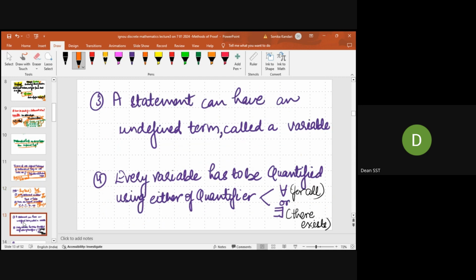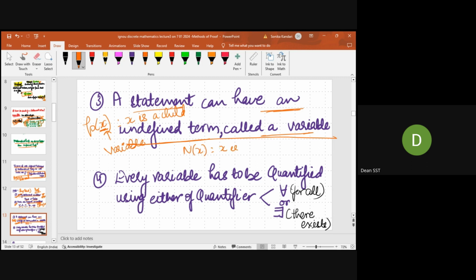Fine. Next is, a statement can have an undefined term called a variable. For example, P(x): x is a child. So x is a variable. Variable means x value can vary. For example, I can write N(x) such that x is a number. So x value can be 1, 2, 3, 4. So x is representing a variable here.